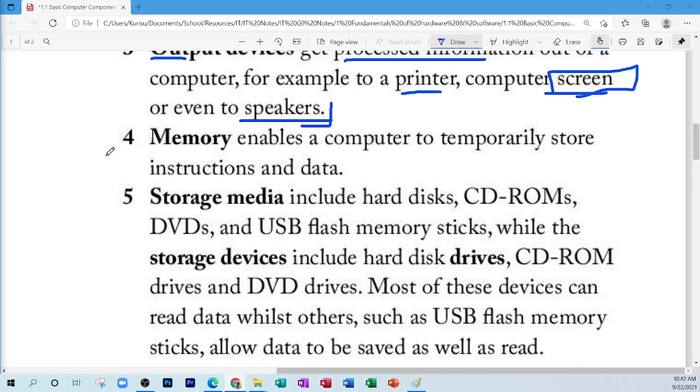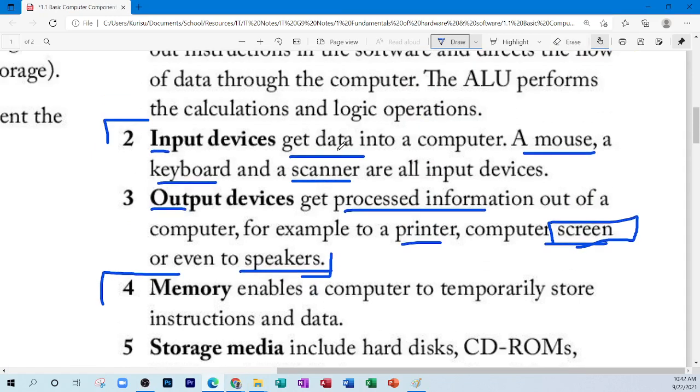So the next two categories, we have memory. But before we move on to that, remember I had given you guys homework. Get the definition for data and information, because if you notice here, it came back. We input data and we output information. So what is the difference between the two?